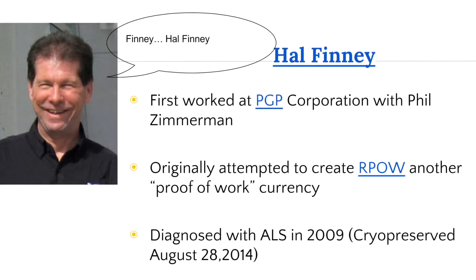His early work consisted of cryptography, and he was one of the key developers at the PGP Corporation, which allowed users to communicate securely. The applications he worked on became a base for email. He made an attempt to create a proof-of-work currency using Hashcash called RPOW, which I mentioned earlier. Unfortunately, he was diagnosed with ALS in 2009 and passed away in 2014 at the age of 58.